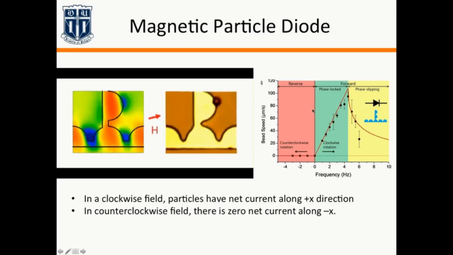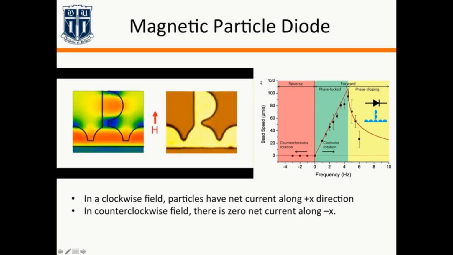And here is a plot of the velocity versus frequency. If the frequency is in the negative sense, there is no bead transport. If it's in the positive sense, it moves right.